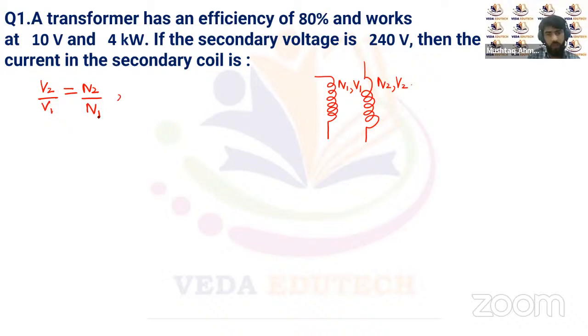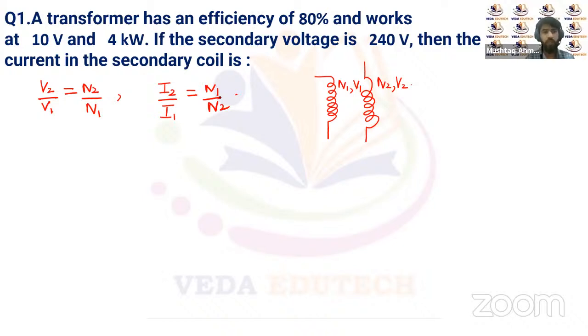Similarly, we know there is a constant source of power. Whatever power is supplied by the primary coil, the same amount of power will ideally be absorbed by the secondary coil as well. It means that I2 upon I1 will always be equal to N1 upon N2. So these are the two primary equations we study in the case of a transformer: the ratio of the voltage across the primary and secondary coil, and the ratio of the current flowing through the secondary and primary coil.